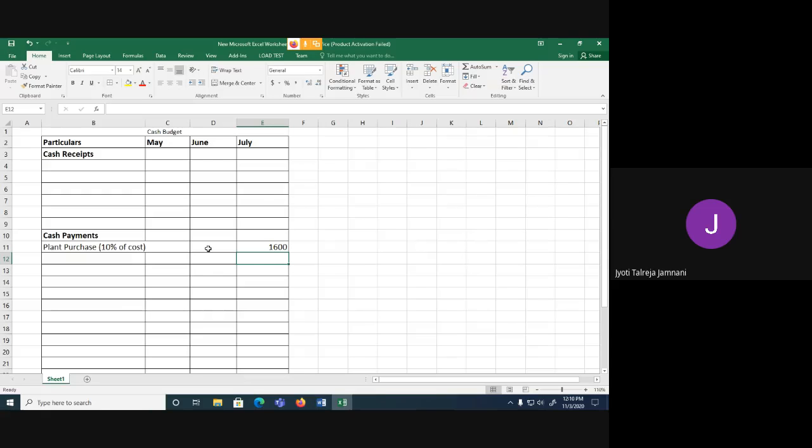Is the font clearly visible in the Excel sheet, or should I increase the font size? It's visible, ma'am.